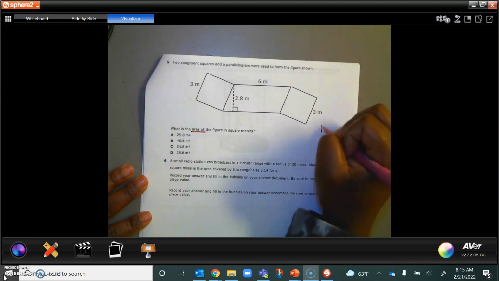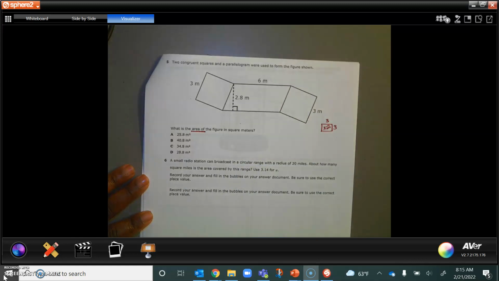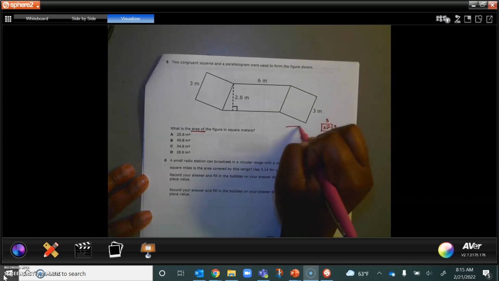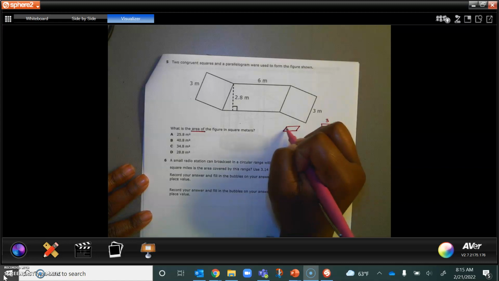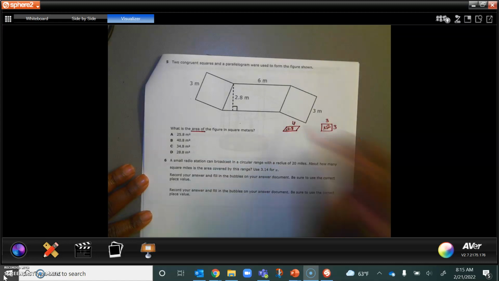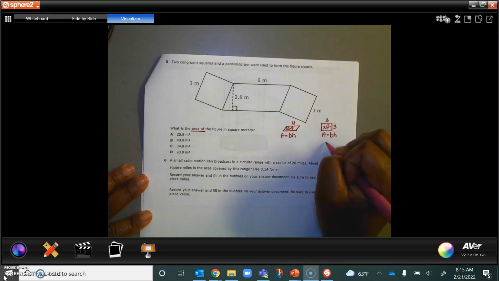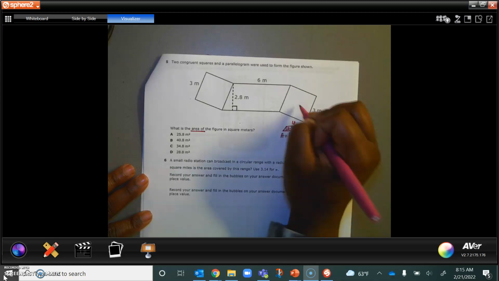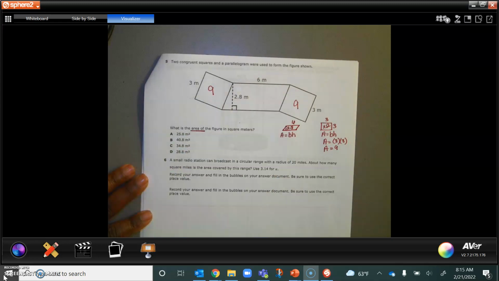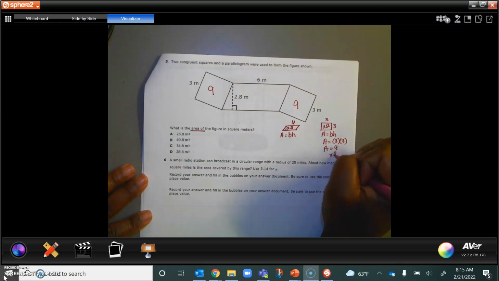So for my square, I draw it out. We know that's a 3 by 3, but I have two of those. So I'm going to put times 2 inside so that I don't forget to multiply by 2 again. And then for your parallelogram, you have 2.8 and 6. Both have the same formula, base times height. So I substitute. I have 3 times 3, which gives me 9. So each square is 9, and I'll multiply that by 2.